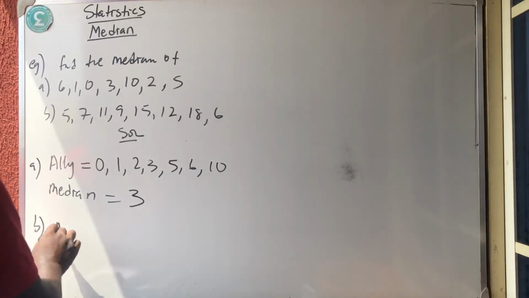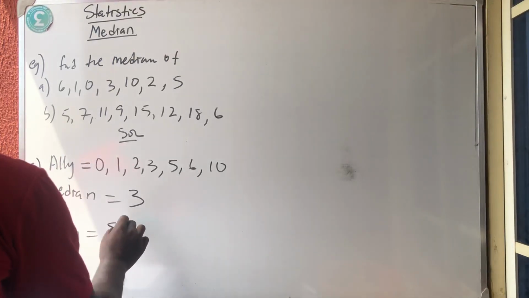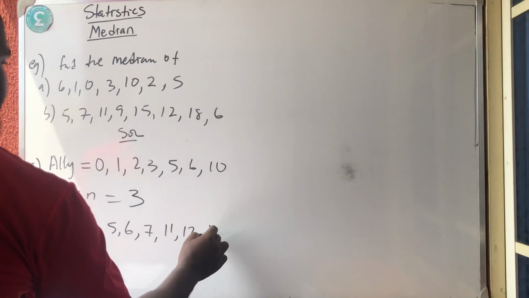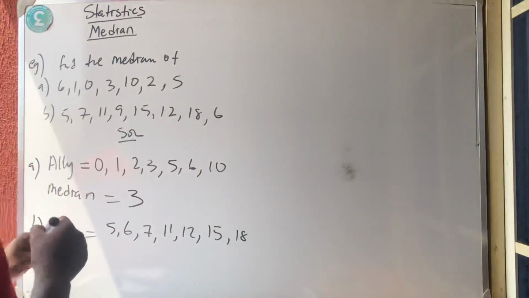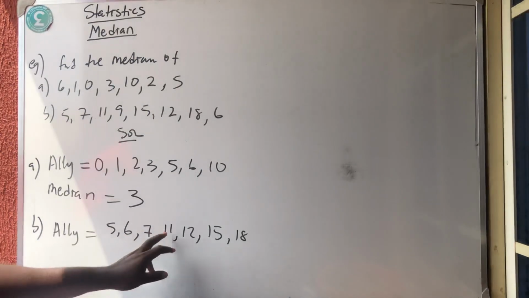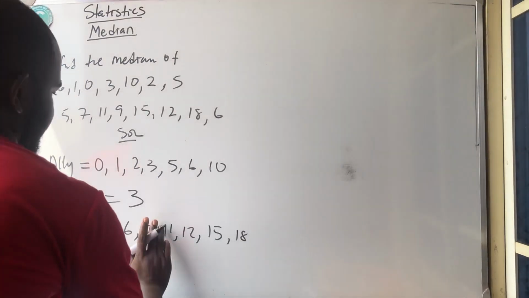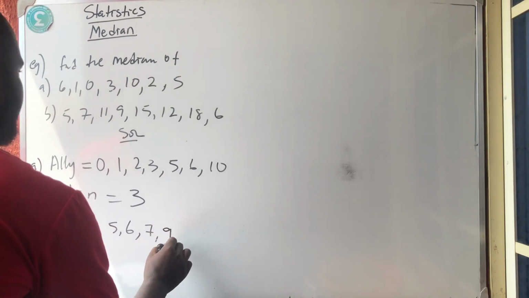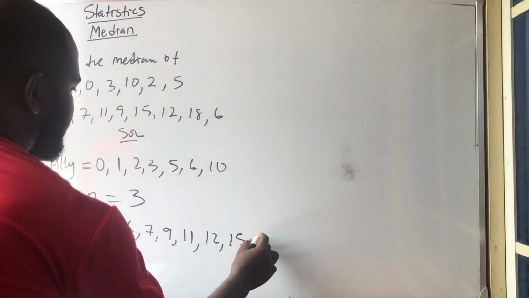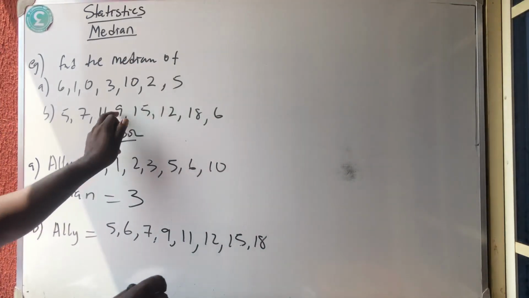Now for B, first of all, arrange in array. If I arrange it, I'm going to have 5, 6, 7, 11, 12, 15 and 18. I will count. How many are they? 1, 2, 3, 4, 5, 6, 7. You see, I missed something. I did not put 9. You see why you have to count. So 9 comes before 11, before 12, before 15, then before 18. So that's 1, 2, 3, 4, 5, 6, 7, 8.